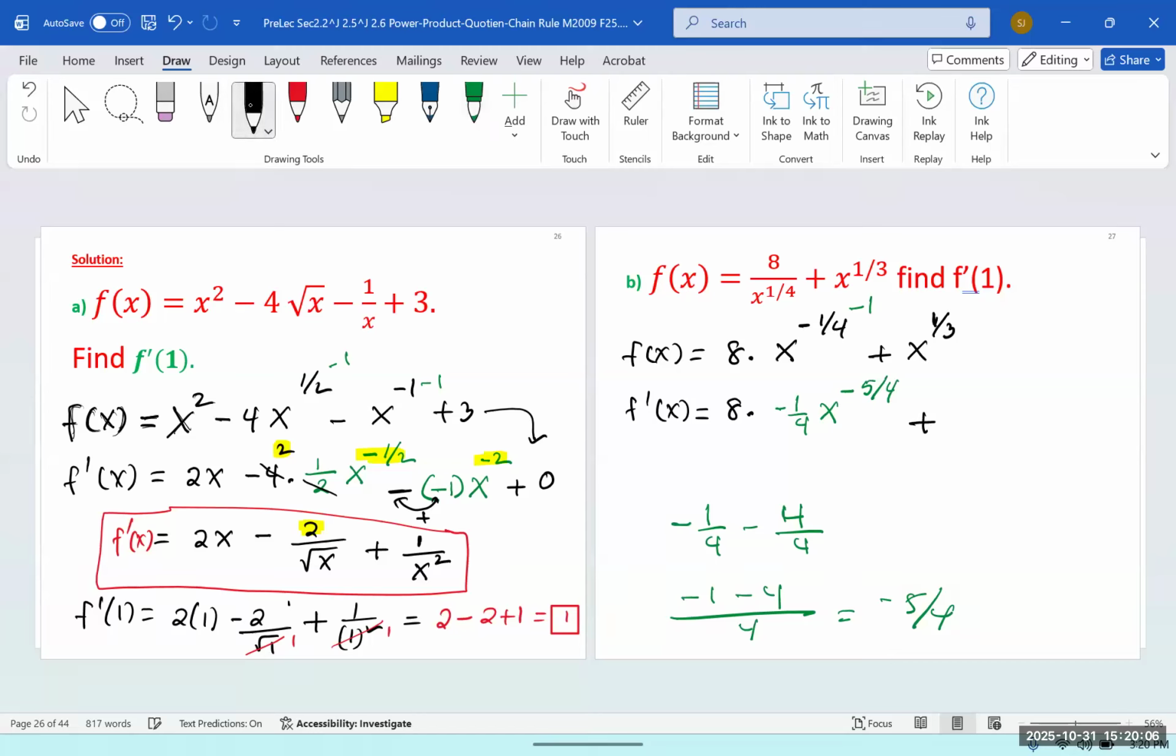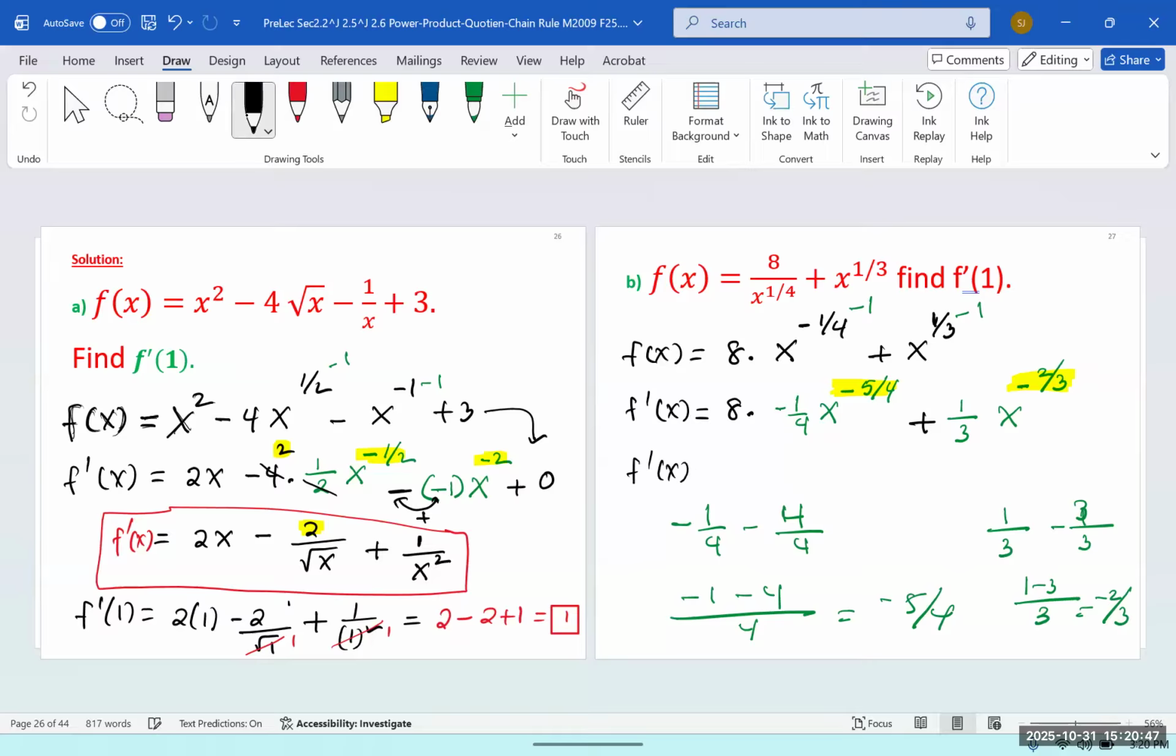Then we have plus the 1/3 you see, it will come down as a coefficient, and then minus 1. So you have 1/3 minus 1. This 1 is same as 3/3. So you have 1 minus 3 over 3, which is negative 2 over 3. So negative 2/3. And you can never leave your negative power alone. You always have to bring it on the denominator.